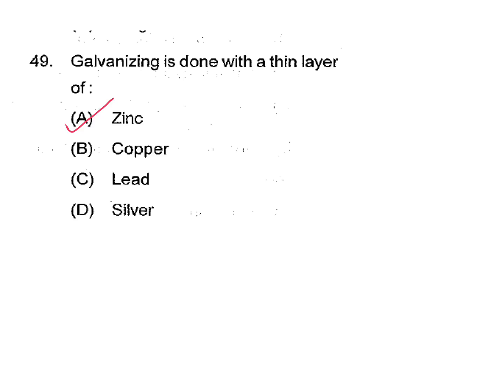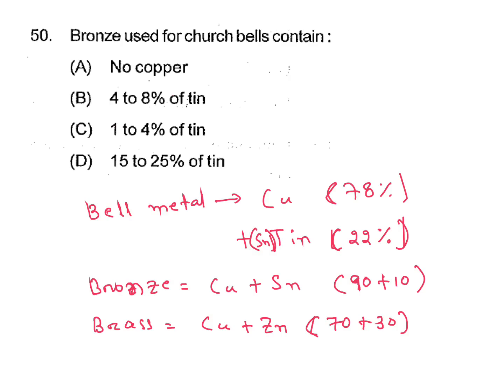Next question: bronze used for church bells contains: A, no copper, 4 to 8% of tin, 1 to 4% of tin, 15 to 25% of tin. Bell metal consists of copper and tin, copper percentage 78% and tin percentage 22%. So D is our answer, 15 to 25% of tin.